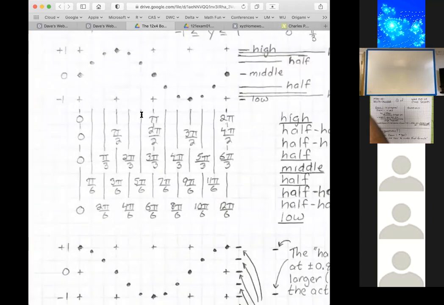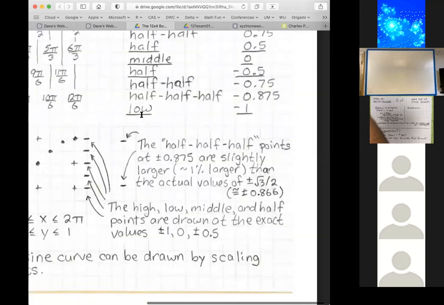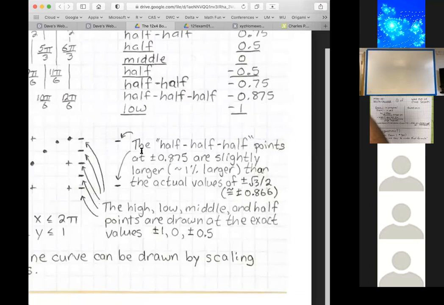And I make this note down here at the bottom. These final points between the highest and lowest are slightly off the real value. The real value would be 0.866 on a basic curve. And half and half and half again is 7/8, 1/8 shy of 1, 0.875. So this is slightly different than the truth.